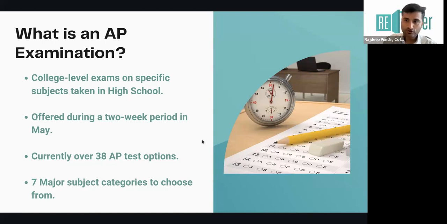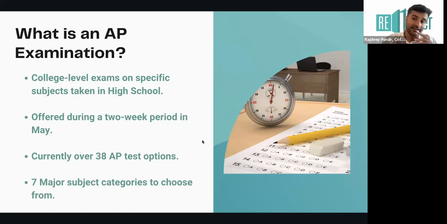Now in India, because we don't have AP as a curriculum being offered, we write this as a private candidate. AP happens only once a year, in the month of May. APs are considered college-level exams, taken on specific subjects which you have either done in high school or you want to show the college that you're good in these subjects, right? And as I said, it happens only once a year, in the month of May.